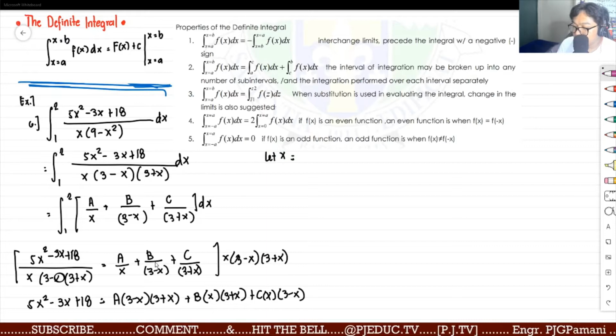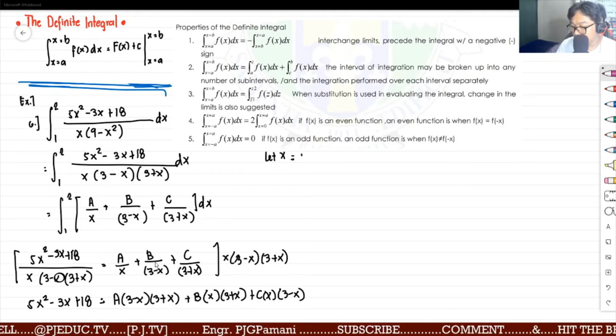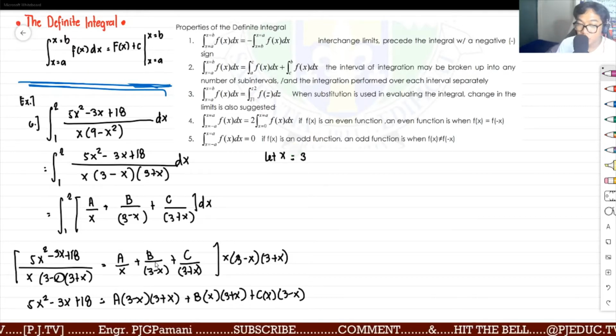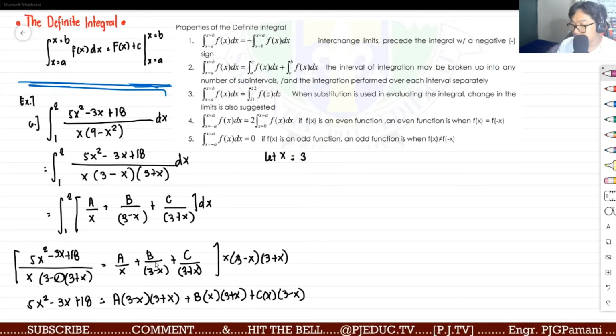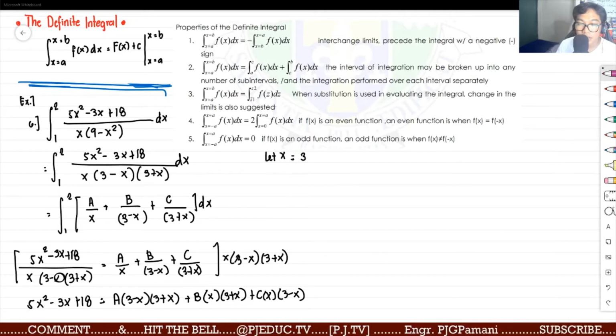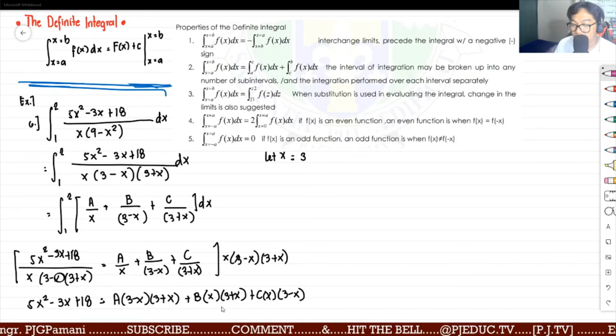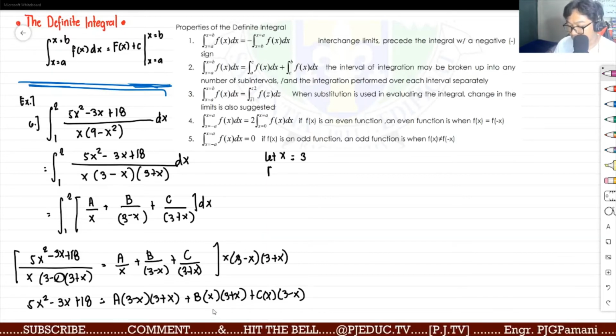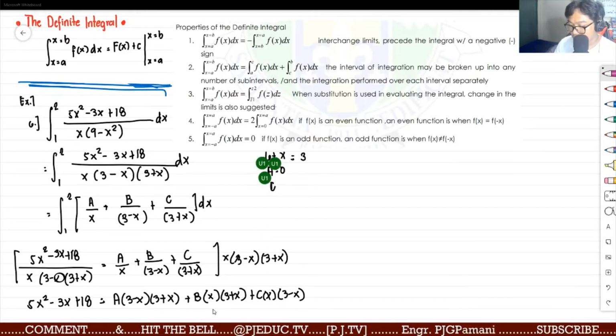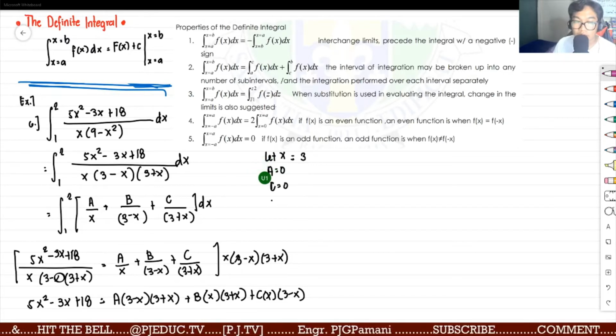Anong value ng x na pwede natin gamitin to eliminate either of the three? Let us try using positive 3. Let's just check. Kung positive 3, that is 3 minus 3, 0. So 0 na si A. 3 minus 3, 0 na si C. So 3 plus 3, so yung B ang makukuha nating value dito. So A 0, C 0, B is equal to what?